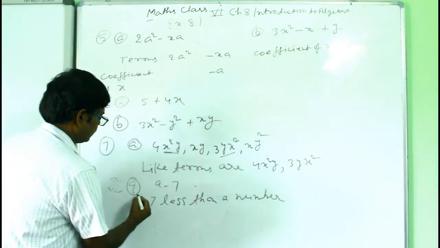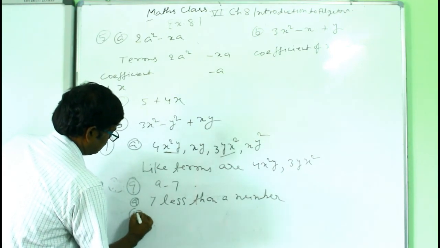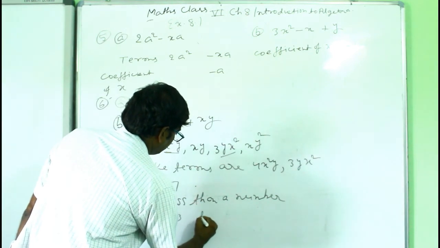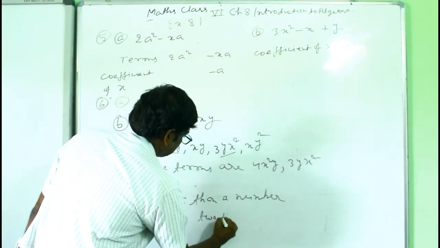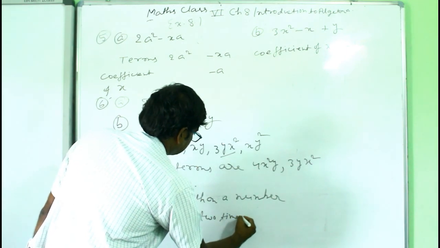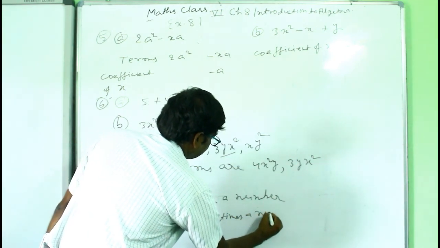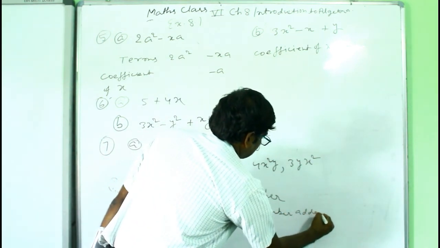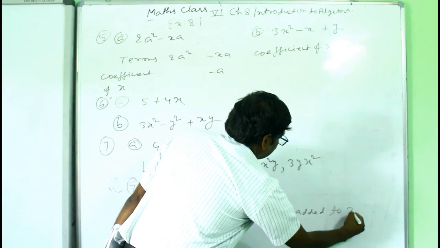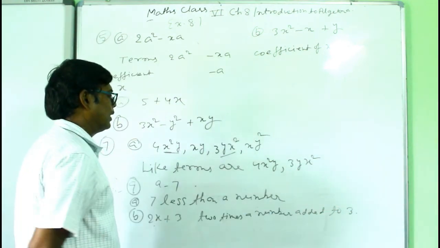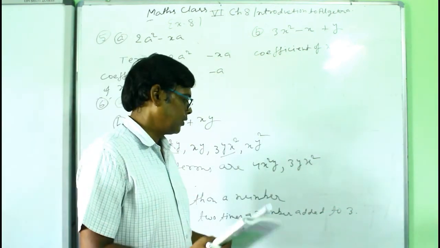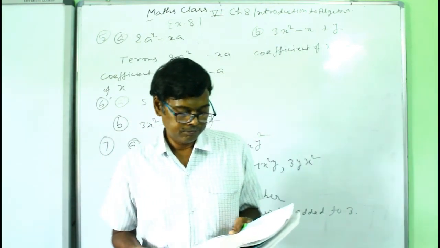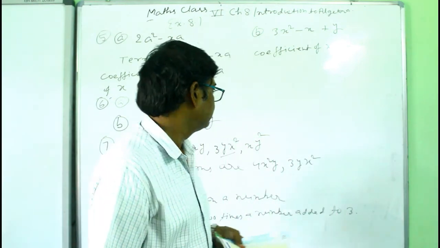Then B, 2x plus 3. Here you will write 2 times a number added to 3. 2 times a number added to 3, so it will be 2x plus 3. So in the same way you can write the other statements. Okay, and then question number 10.